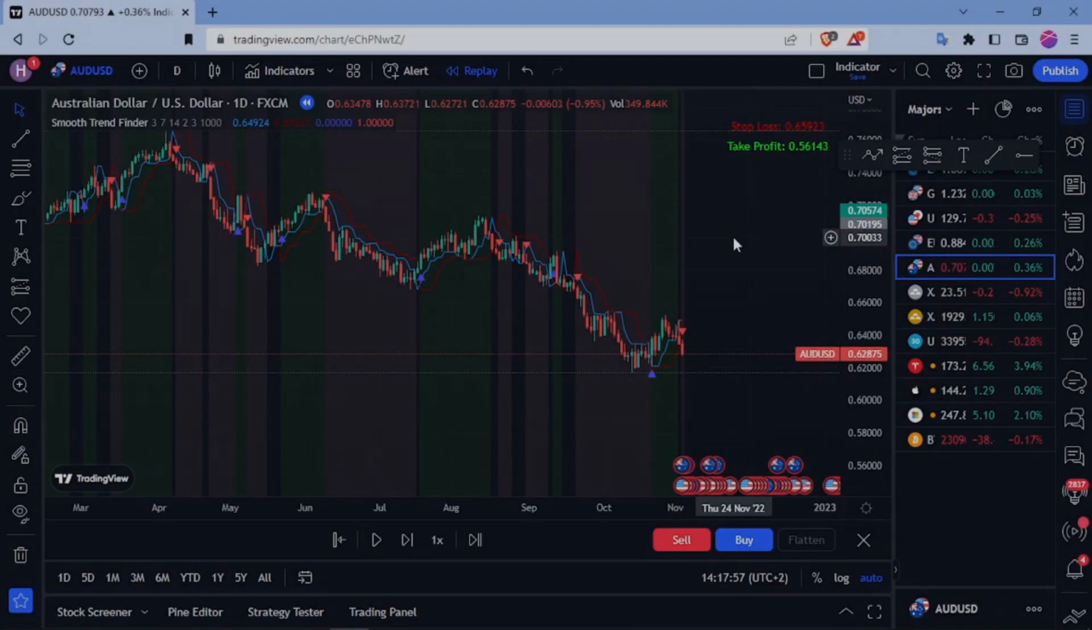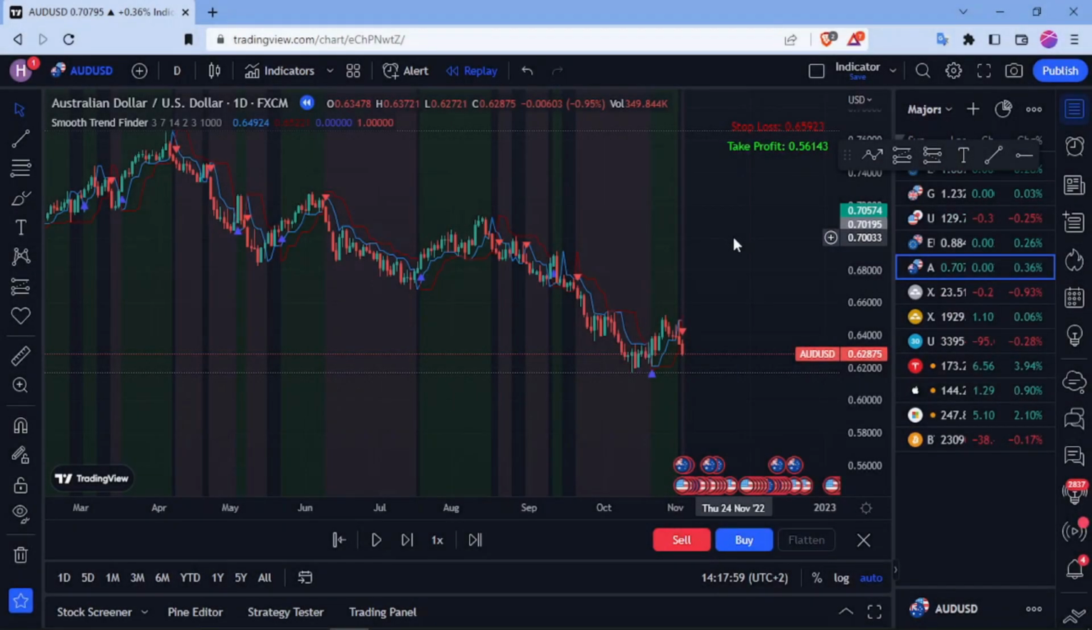Next, we are going to take a look at the Australian dollar, United States dollar this time.